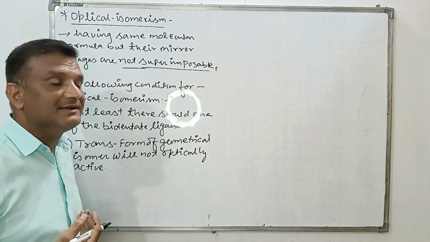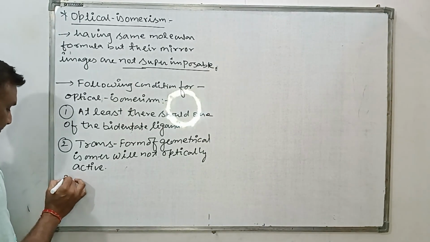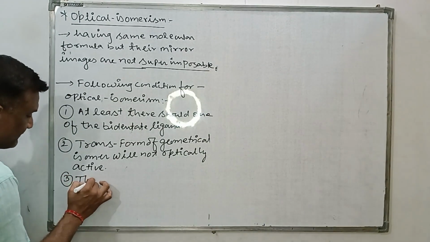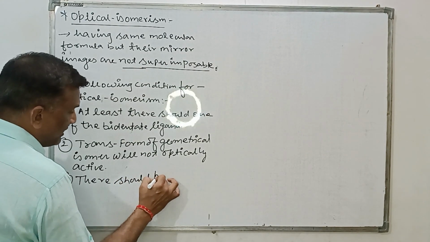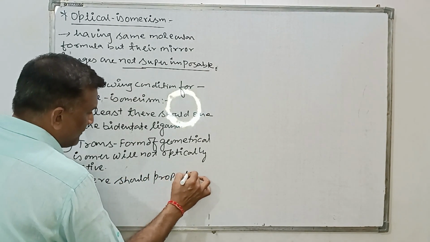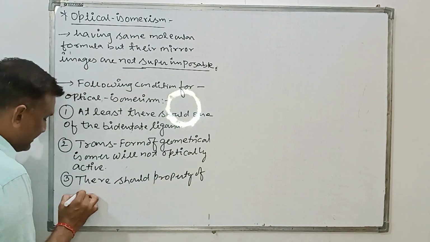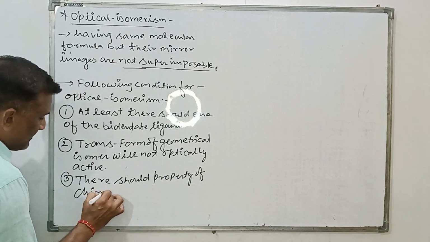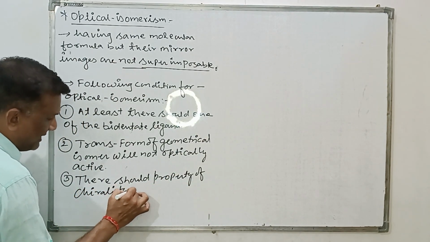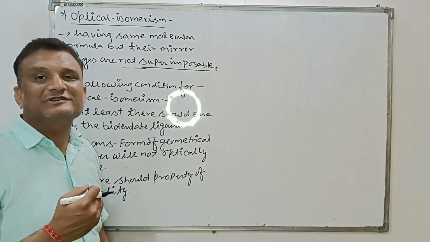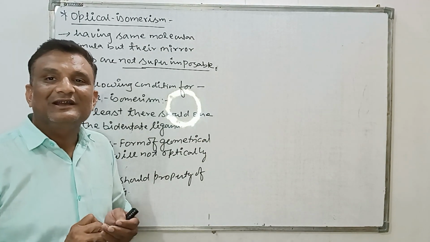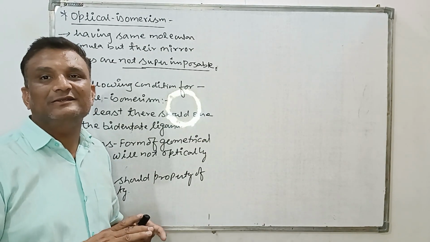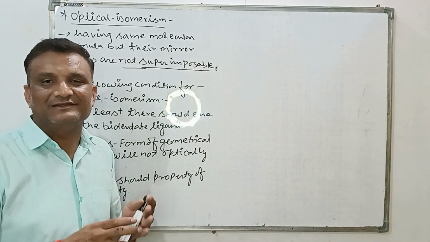How, we'll discuss. Third, they should have the property of chirality. They should have the property of chirality. The word chirality was explained by Lord Kelvin. According to him, chirality is a Greek word, developed from cheir. Cheir means just like our hands.